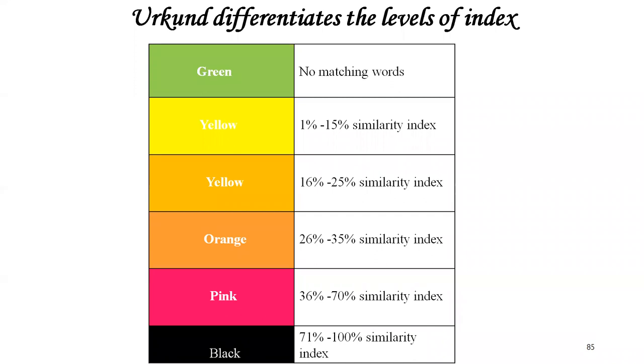Green color, no matching. Yellow, 1 to 15% similarity index. Dark, deep yellow, 16 to 20% similarity index. These are the colors. Colors show your percentage, how much you copied. Orange 26-35%, pink 36-70%, and black 100%. So these colors show how much you copied, and which line, which area, and where you copied from. That is also mentioned there: from which journal, which book you copied, side by side, that is also mentioned in the report.